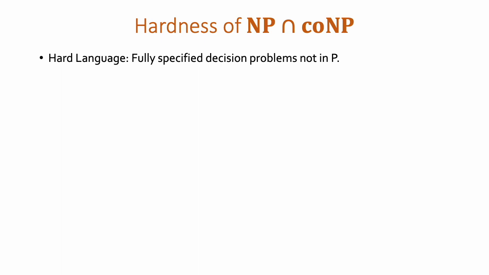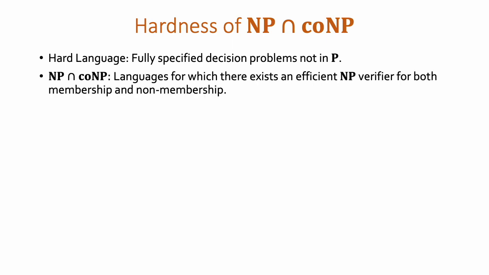Whenever we talk about hard languages, we mean fully specified decision problems as opposed to promise problems, which are not in NP. NP intersection coNP is the set of all languages for which there is both an efficient NP verifier checking certificates for membership in the language and an efficient coNP verifier checking certificates for non-membership.